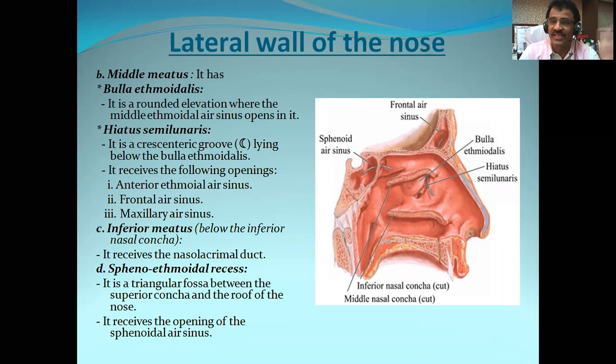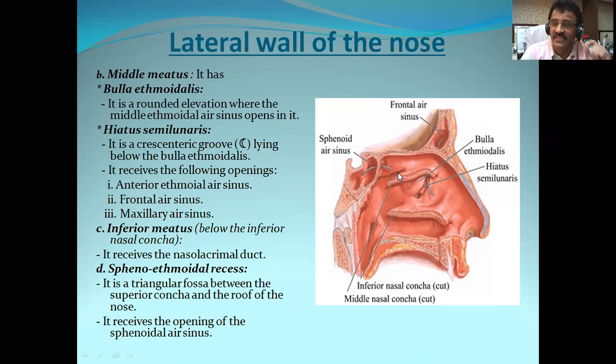So actually they become 2 extra, so that makes 6 openings. So I'll count from above downwards now. In the sphenoethmoidal recess, there is opening of sphenoidal air sinus. In the middle meatus, there is opening of posterior air sinus. In the superior meatus, there is opening of posterior ethmoidal air sinus.